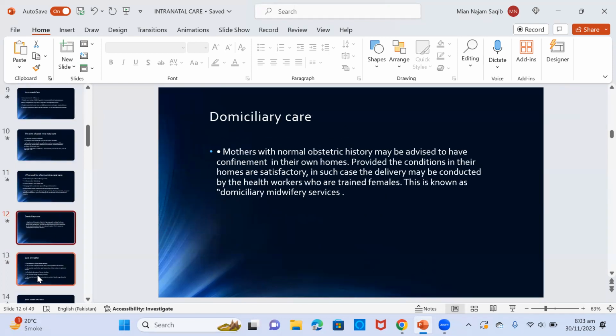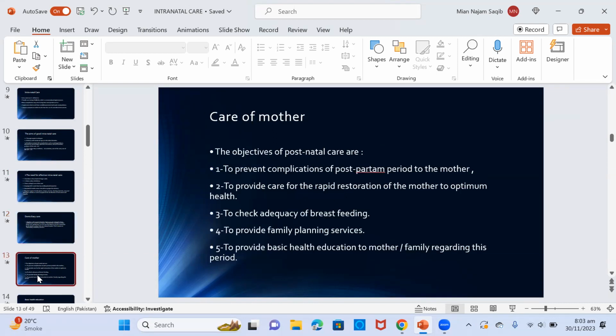Domiciliary care. Mothers with normal obstetric history may be advised to have confinement within their homes, provided the conditions in their homes are satisfactory. In such cases, the delivery may be conducted by health workers who are trained females. These are known as domiciliary midwife services.